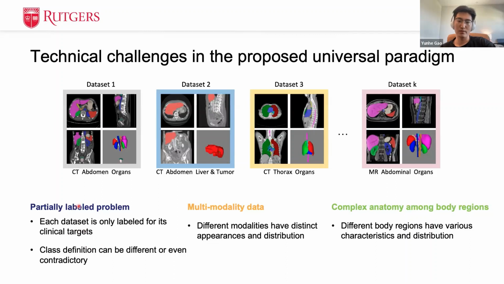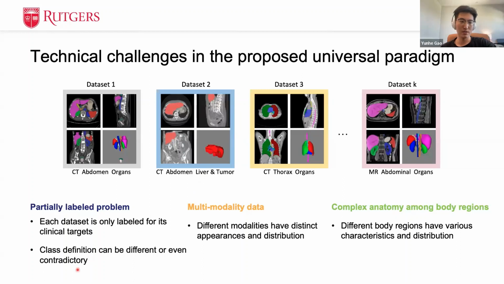For example, the first one is the partially labeled problem, because each image dataset has different and incomplete ROI annotations, because they have different needs and clinical objectives. For example, both dataset 1 and dataset 2 are CT abdomen images. But dataset 1 focuses on 15 organs, while dataset 2 only focuses on the liver and liver tumor. So they have different annotations. All of them are incomplete.